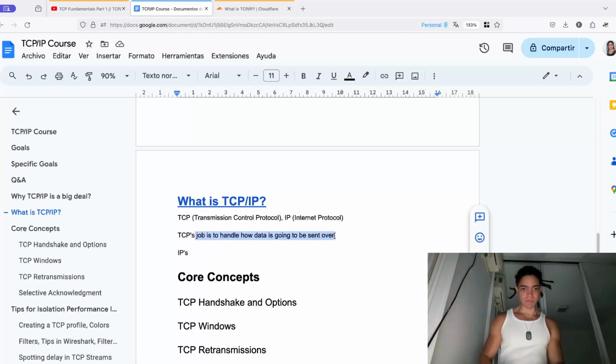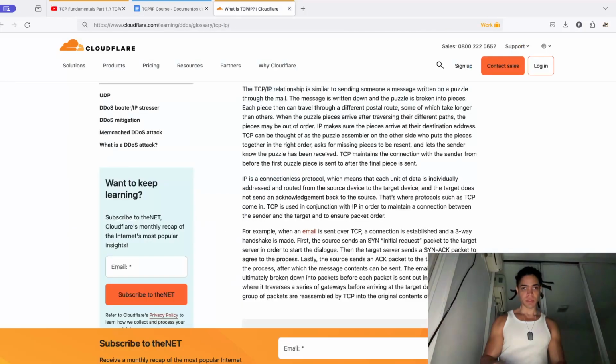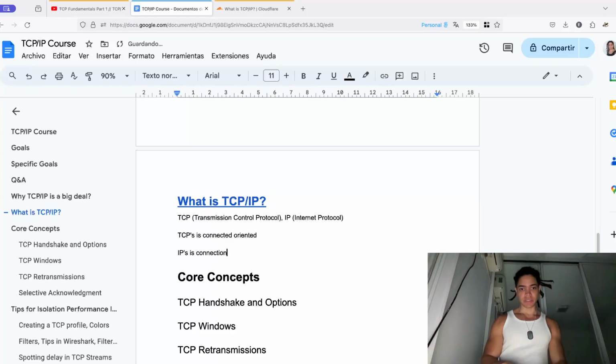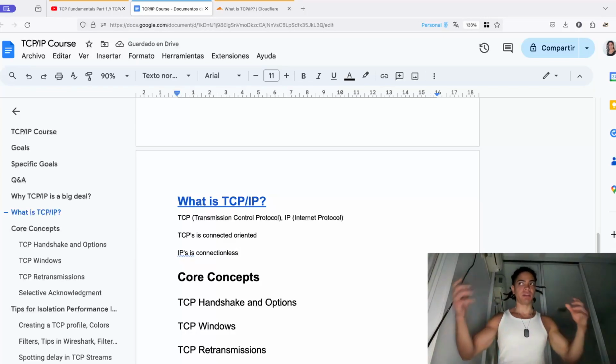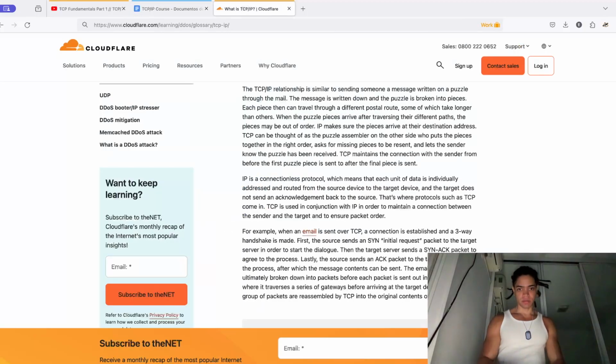TCP is connection oriented, whereas IP is, as I mentioned here, connectionless. Connectionless means that it doesn't need to be connected to send data.